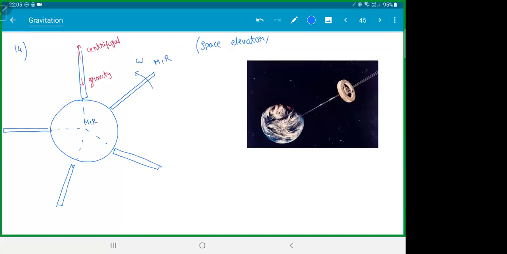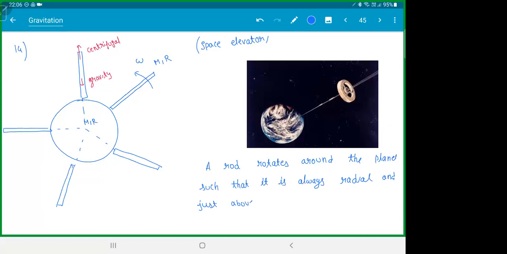Okay. So the concept here is, since the rod is rotating around the earth, the centrifugal force on the rod balances the attraction force between the rod and the planet. Is that making sense? So here our rod rotates around the planet such that it is always radial. Radial meaning it is always passing through the center and just above the surface. It is not touching the earth. Just above the surface. Find the time period of one rotation.